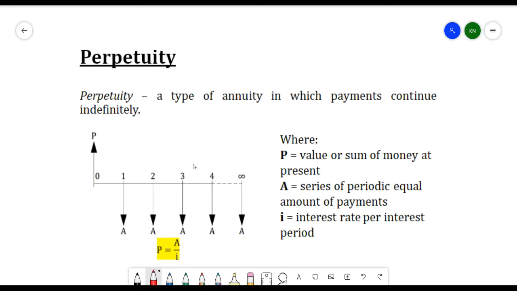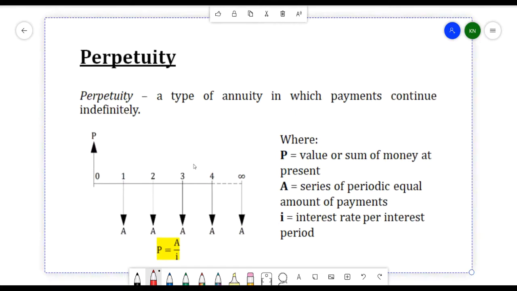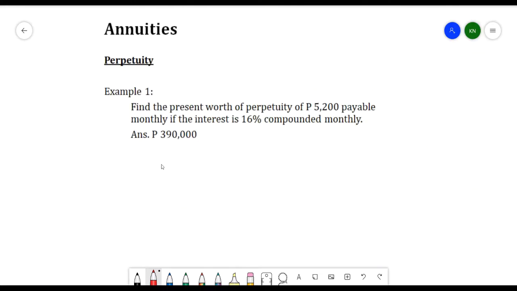So now we'll discuss some examples under perpetuity. As you can see, we have a very basic formula for our perpetuity. It's just A over I. So we have here the first example. Find the present worth of a perpetuity of 5,200 payable monthly if the interest is 16% compounded monthly.